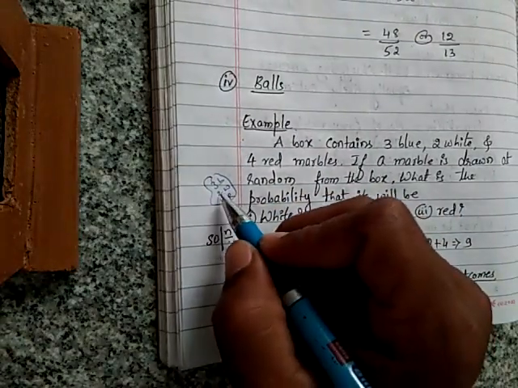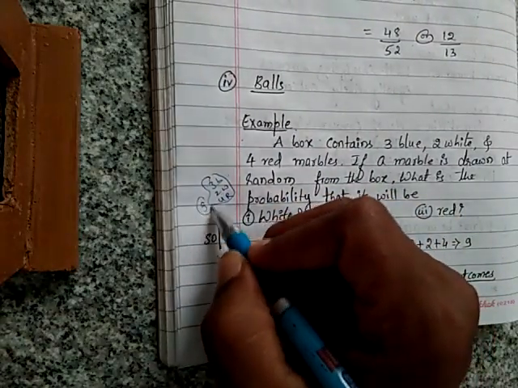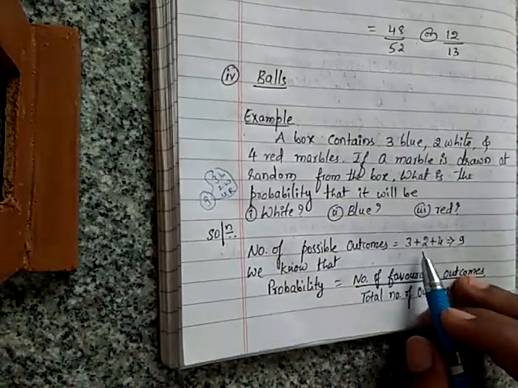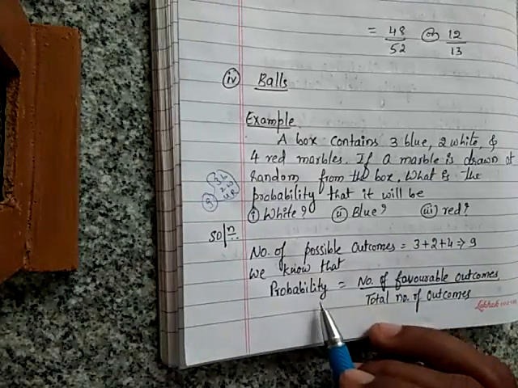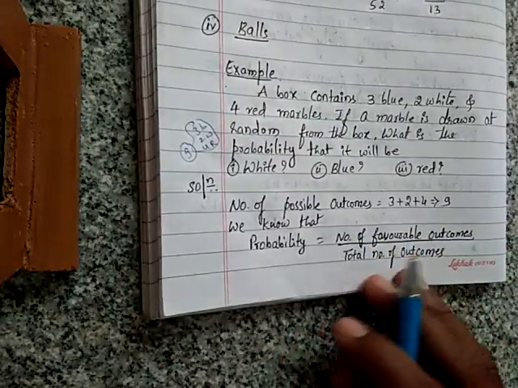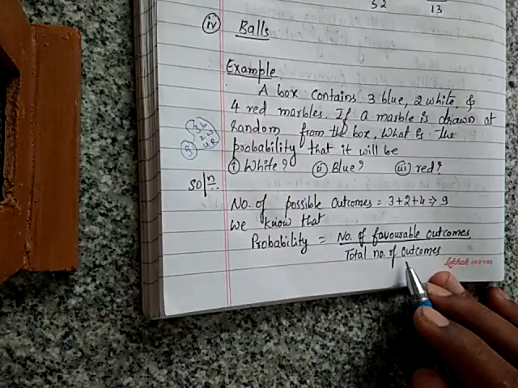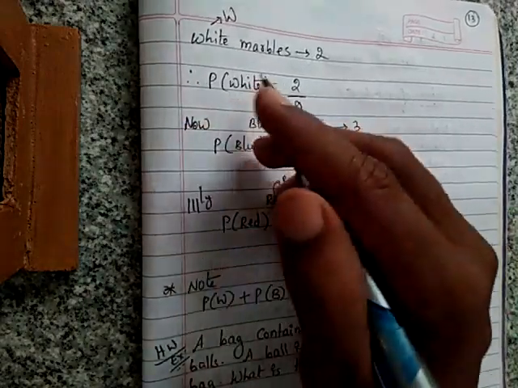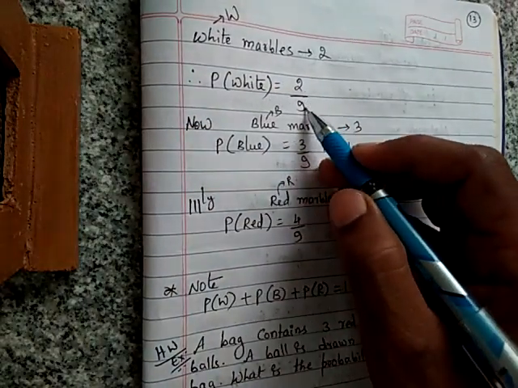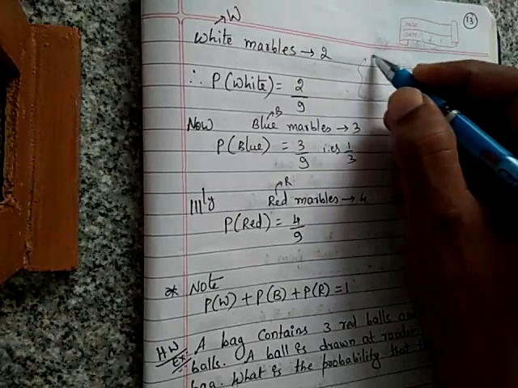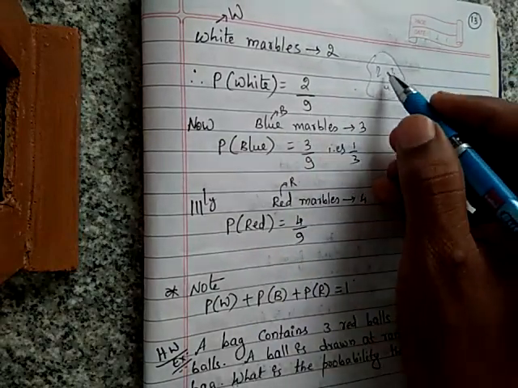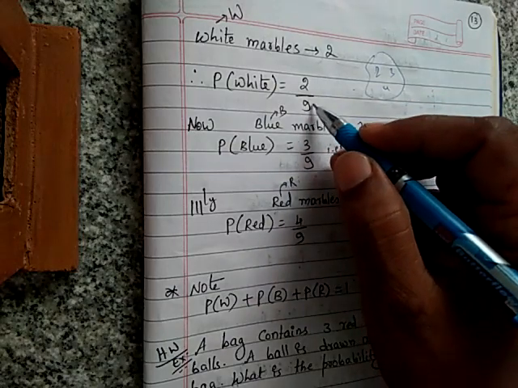So in total, 4 plus 2 is 6, 6 plus 3 is 9. The total number of possible outcomes is 3 plus 2 plus 4, that is 9. We know that probability is equal to the number of favorable outcomes divided by the total number of outcomes. Let us check the answer. How many white marbles are there? 2. So the probability of a white ball is 2 by 9, because the total number of outcomes in the bag is 9.